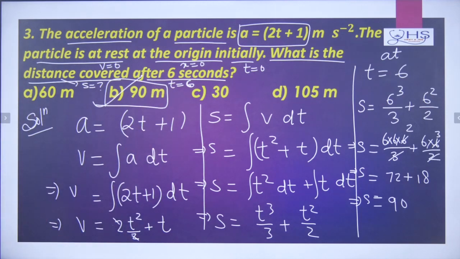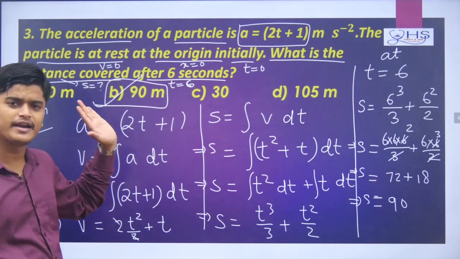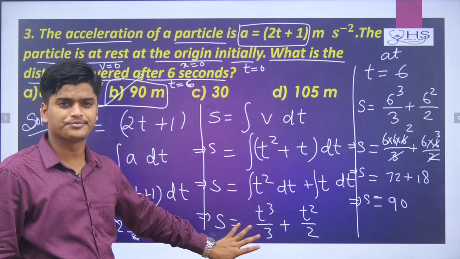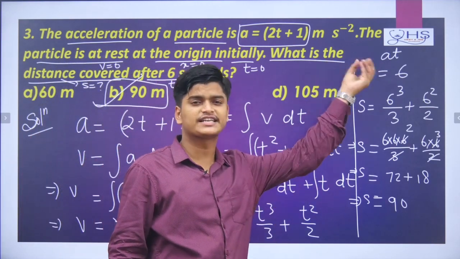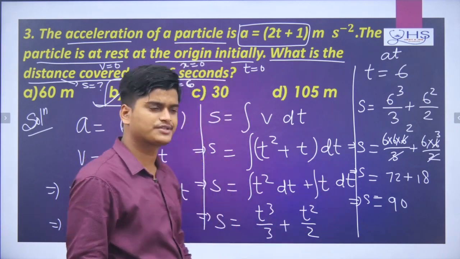Okay, I hope you are understanding. Now see, this is a previous year question. It is a simple thing, you are simply doing integration. The acceleration is given and they are asking for displacement or distance, but not in terms of time; they are asking at t equal to 6 seconds what is the distance. So first find it in terms of time, then put t equal to 6.